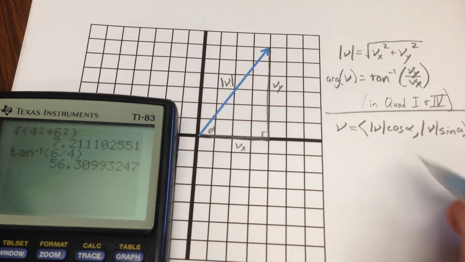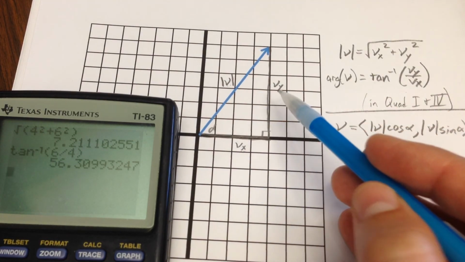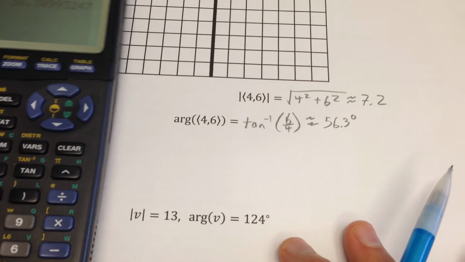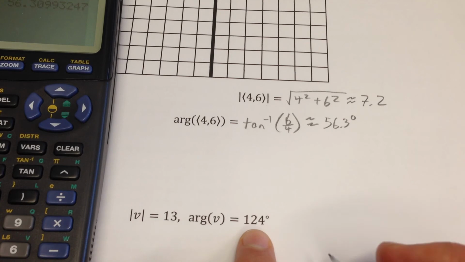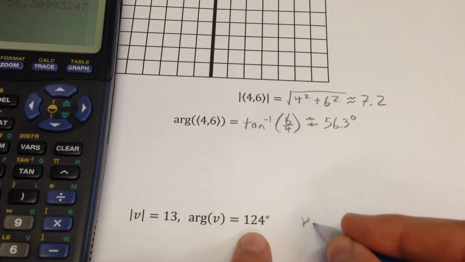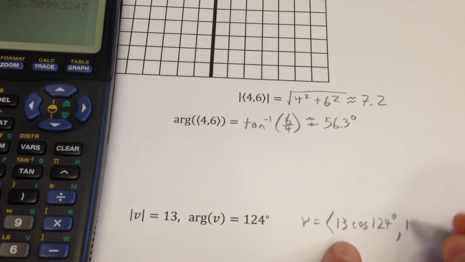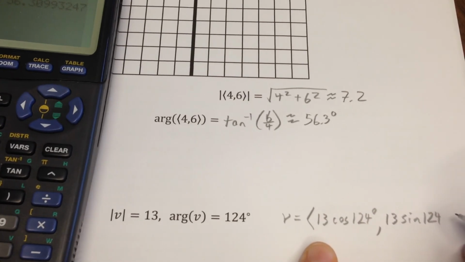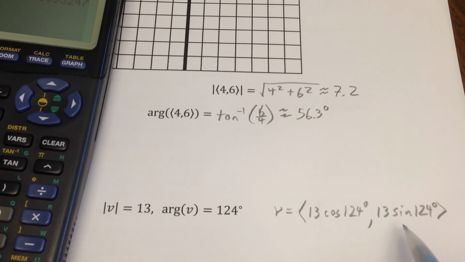Think about that. So those are the two pieces, if you know this, that you can find the x component and the y component. So let's imagine that I have this problem down here. Okay, I know the magnitude, I want to know the argument, and I know the argument, I want to know the vector itself. So v equals 13 cosine 124, 13 sine 124.